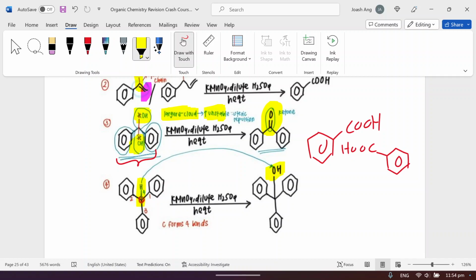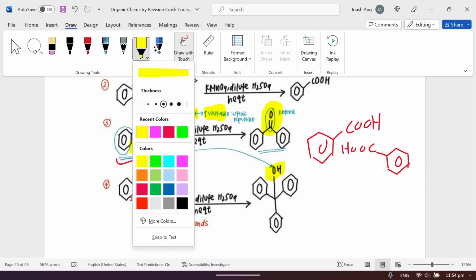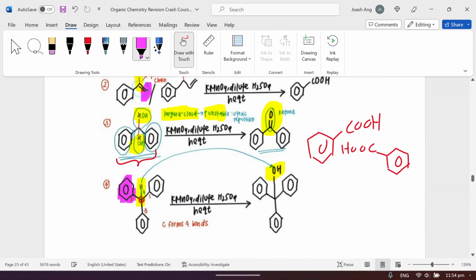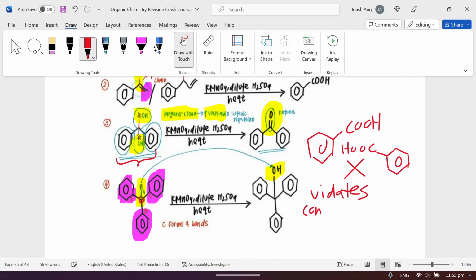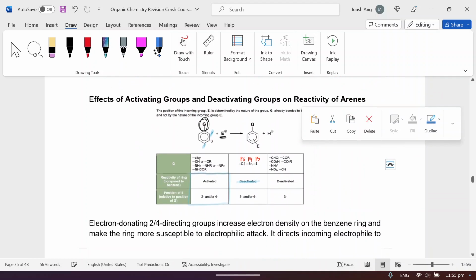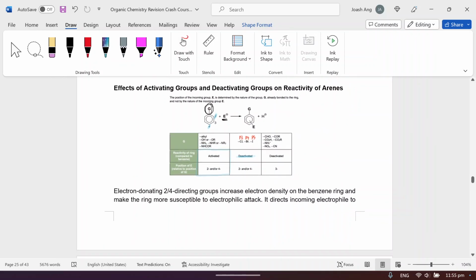And do not tell me that all these three benzene rings will undergo oxidation to form benzoic acid, because that would violate the conservation of mass. Okay, so now we go on to the effect of activating groups and deactivating groups.